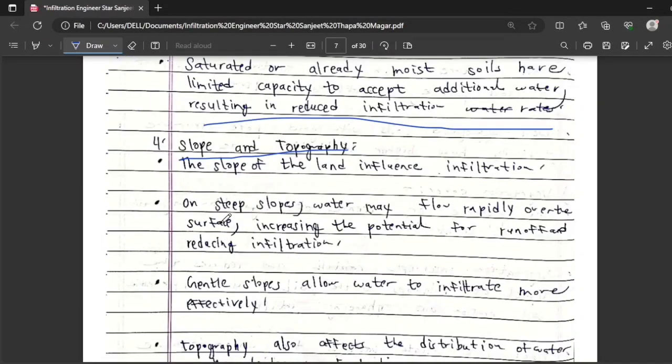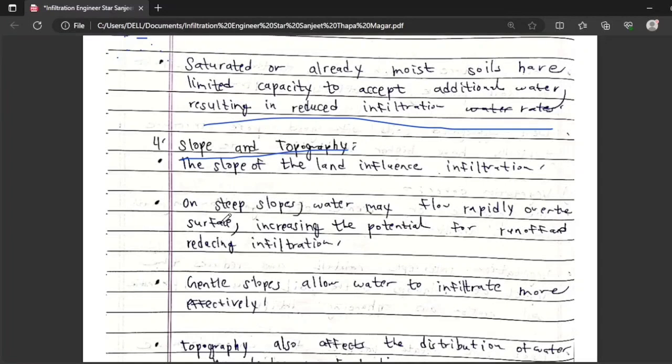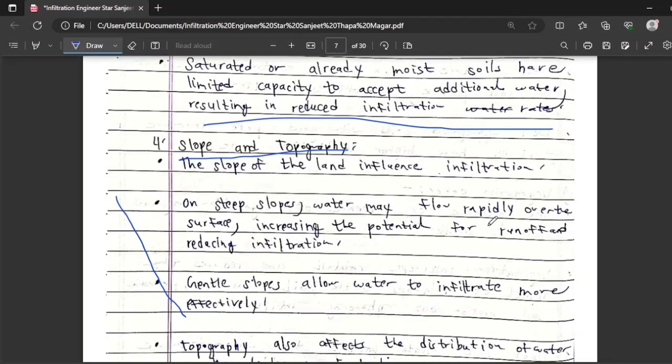Next is slope and topography. The slope of land influences infiltration. On a steep slope, this is the steep slope, water will flow rapidly. The rainwater will flow rapidly over the surface, increasing the potential for runoff. Then the runoff will be more and infiltration will be less, as seen from the figure.